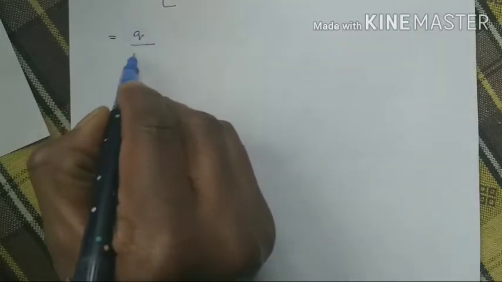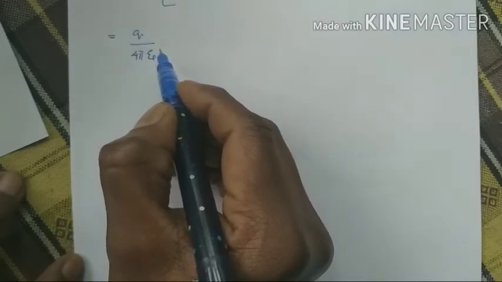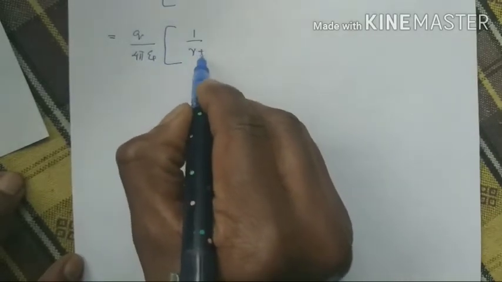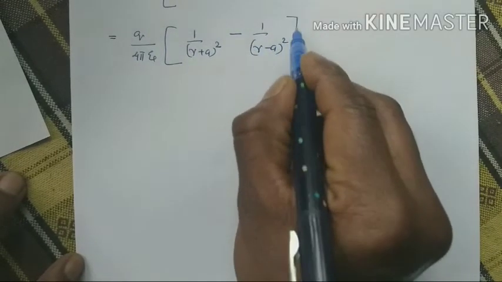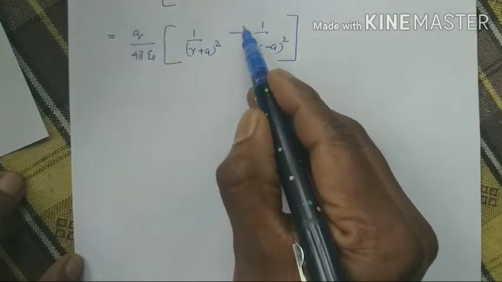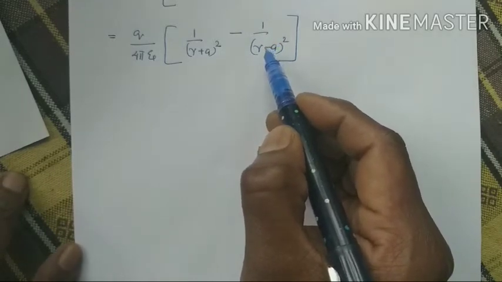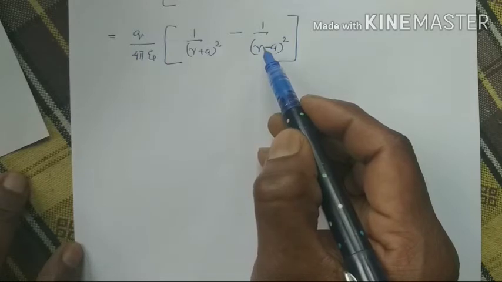The same equation I am rewriting, q divided by 4 pi epsilon 0 within bracket. As I told you, electric dipole moment is a vector quantity which is just opposite to the direction of electric field. Now if I write the above equation in this way, that is within bracket 1 by (r plus a) the whole square minus 1 by (r minus a) the whole square. Just see the second term, in this the minus sign comes because the dipole moment is just opposite to the direction of the electric field, as the electric field always converges towards the negative charge. So the second term I am writing as negative.